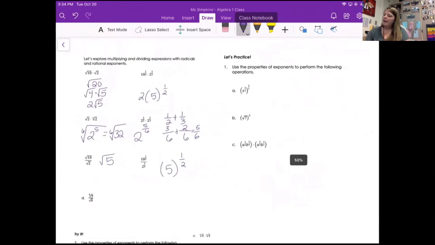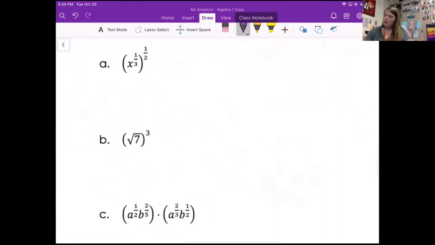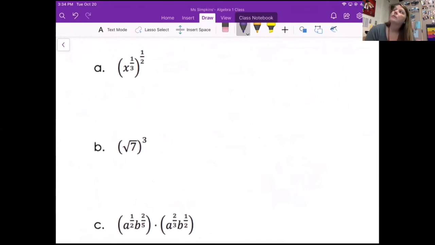Let's practice. We're going to look at a few of them. So letter A, x to the 1/3 to the 1/2. So I have an exponent to an exponent. I don't care that they're fractions. What do I do when I have an exponent and another exponent? Multiply them. So we want to multiply 1/3 times 1/2. We multiply the numerators, 1 times 1 is 1, and the denominators, 2 times 3 would be 6. X to the 1/6.